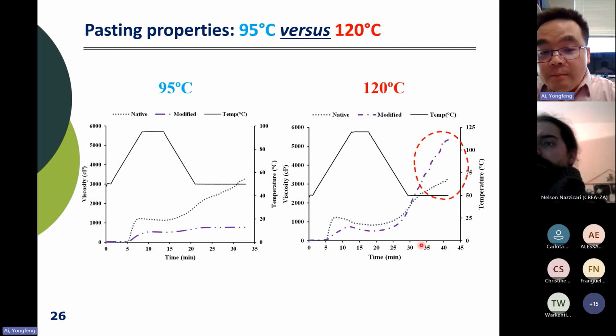Another very interesting thing is that, based on the comparison between 95 and 120 degrees Celsius, there seems to be a stronger entanglement between the starch molecules. Which means you need a higher temperature to separate them in order for them to develop viscosity. So we are thinking this kind of molecular entanglement may make the starch less digestible.